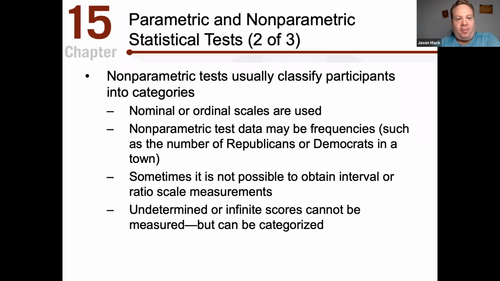Continuing on, non-parametric tests usually classify participants into categories. These categories are usually nominal or ordinal scales. Non-parametric test data may be frequencies such as the number of Republicans or Democrats in a town. Sometimes it is not possible to obtain interval or ratio scale measurements. Undetermined or infinite scores cannot be measured, but can be categorized.